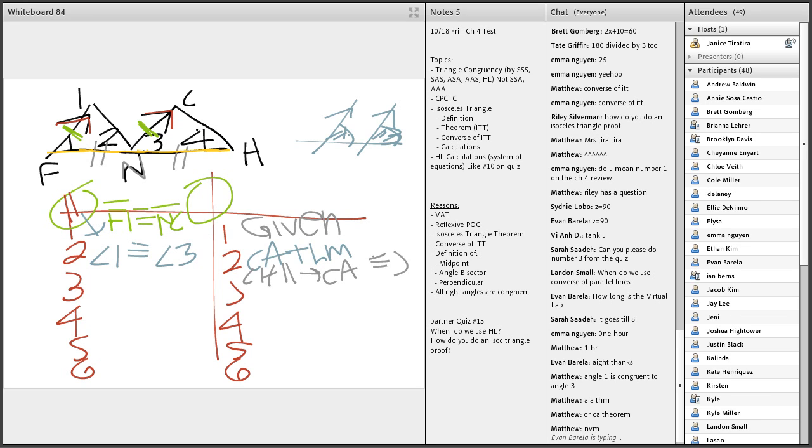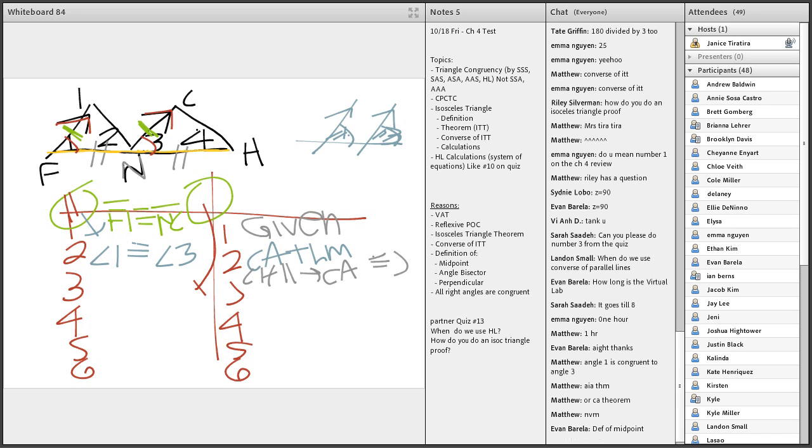So now I need to write down the fact that the midpoint happened. So if the midpoint happened, I already marked it in gray. I could say FN is congruent to NH by definition of midpoint.